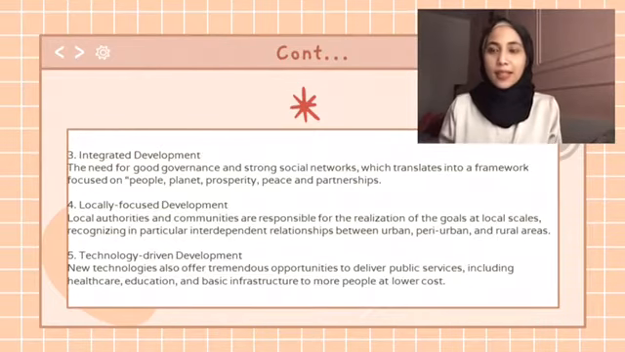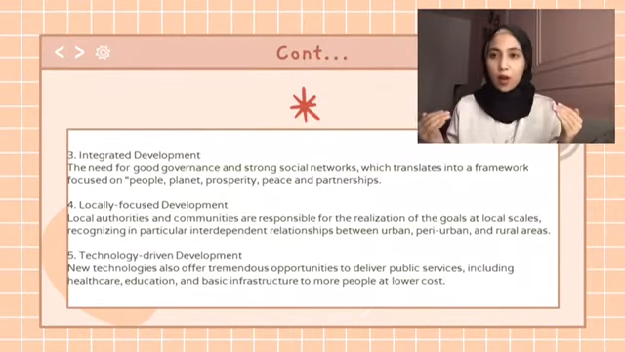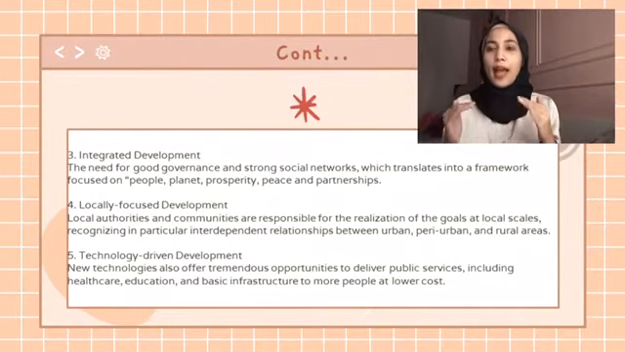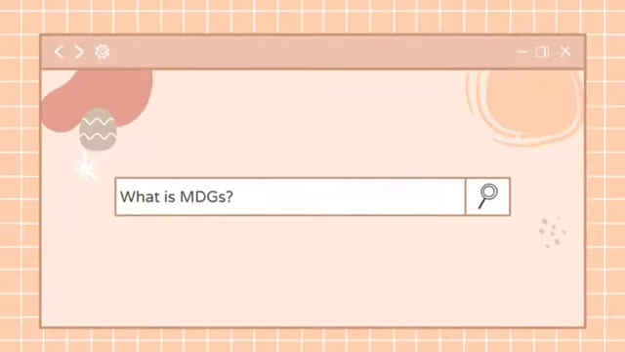Last but not least, the fifth key opportunity is technology-driven development. New technologies will also offer tremendous opportunities to deliver public services, including healthcare, education, and basic infrastructure, to more people at lower cost. Now that was on the background of the SDG.